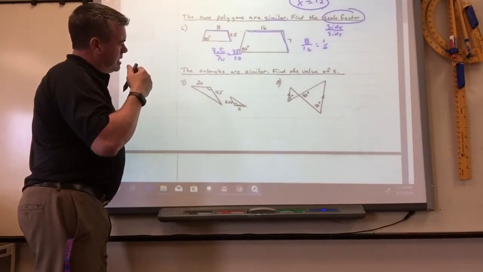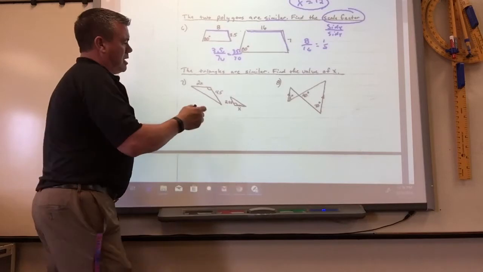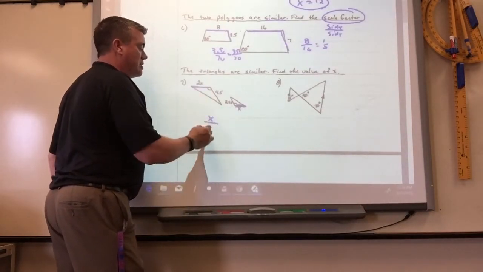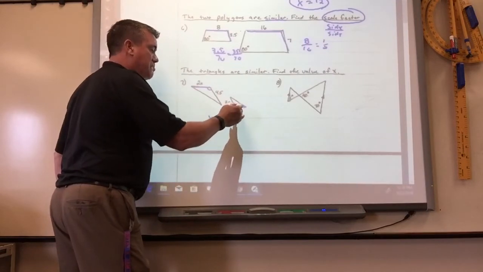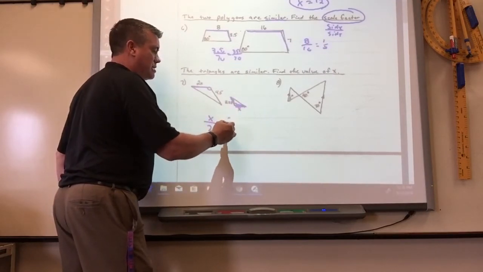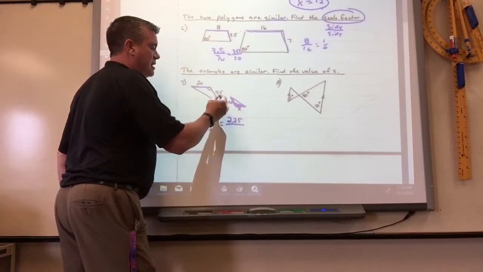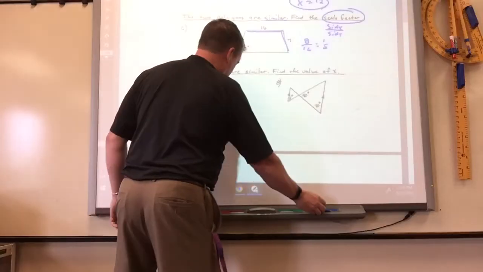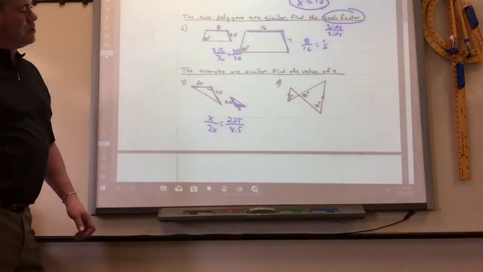Now this one, I think, was a little bit messed up too. X corresponds to 2x. So since I put this one on top, I'd have to put this one on top. 2.25 over 4.5. So yeah, this one was a messed up problem.